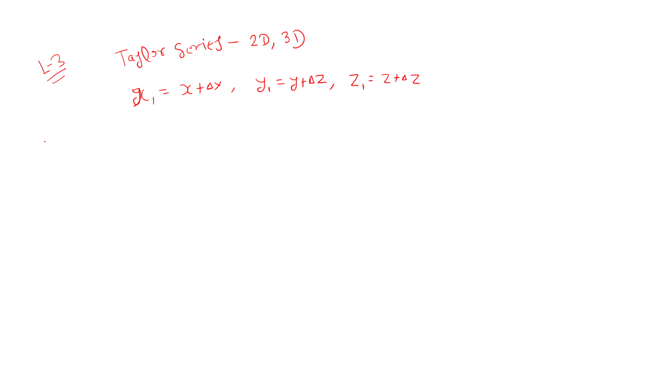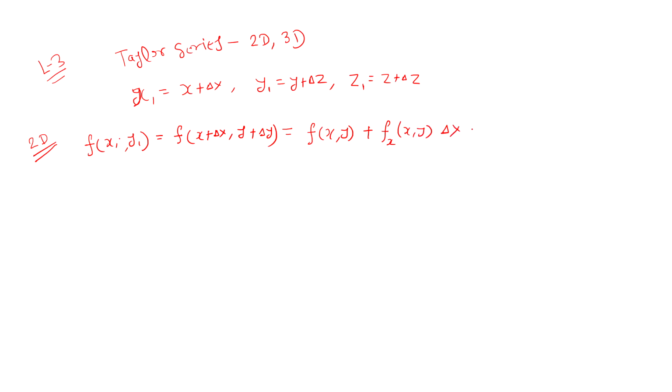So suppose if I want to write down the Taylor series expansion in 2D, then I want to know the function value at x1 comma y1, that is function value at x plus delta x comma y plus delta y. It will be given as function value at x comma y plus partial derivative of that function with respect to x at point x comma y delta x plus partial derivative of that function with respect to y at point x comma y delta y.